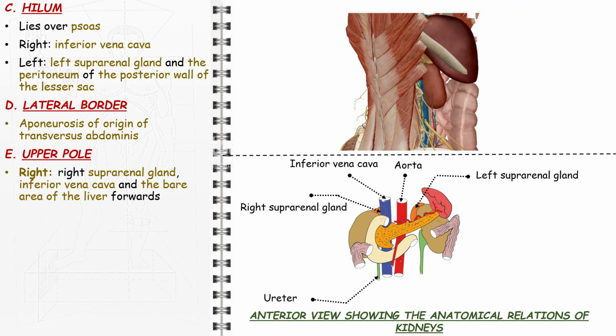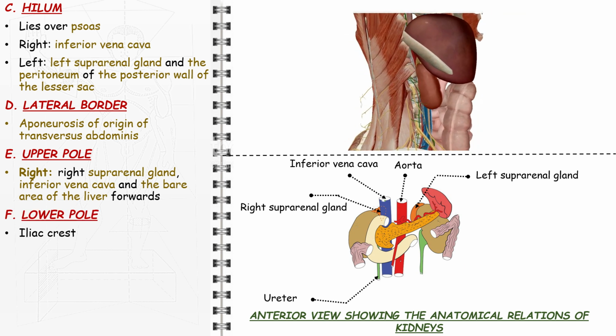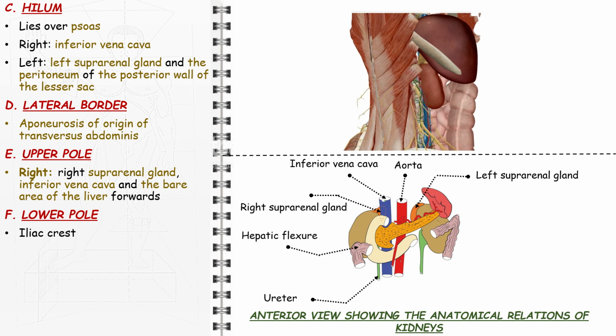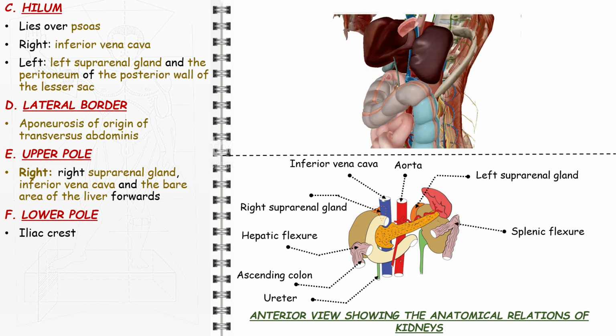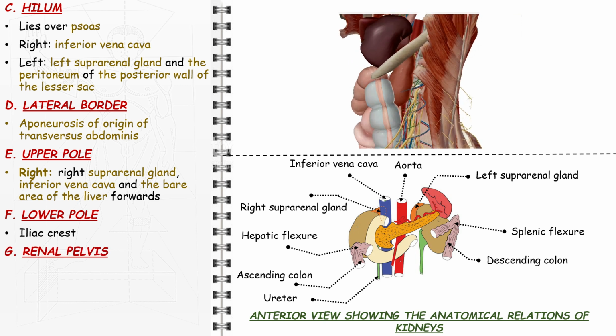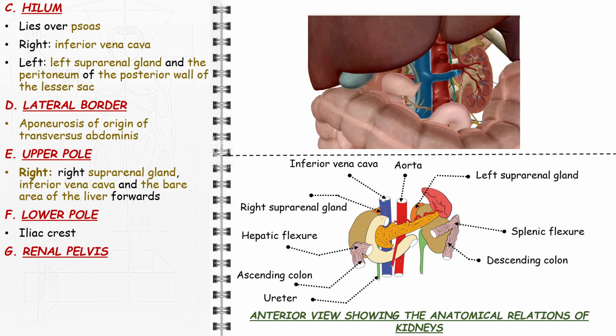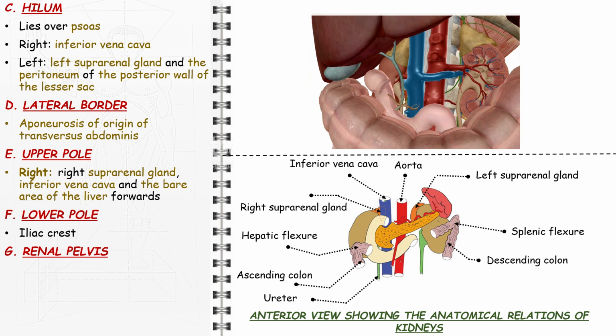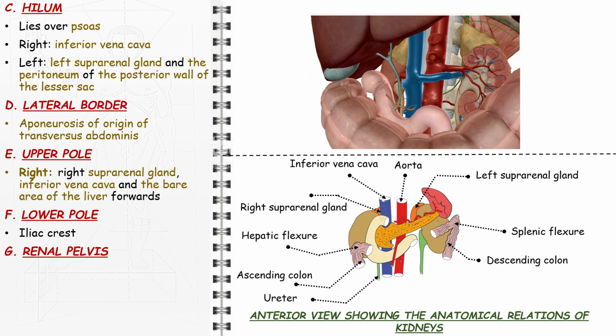The lower pole of the kidney is 3 cm above the iliac crest on the right and 5 cm above on the left. The renal pelvis is surrounded by the anterior division of the renal artery forwards and the posterior division backwards. The other relations are the same as of the hilum.